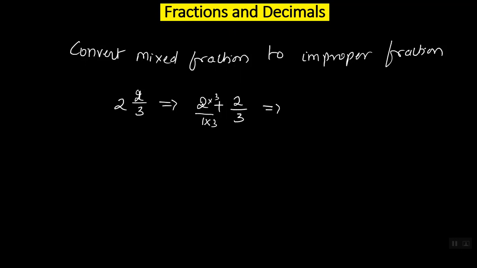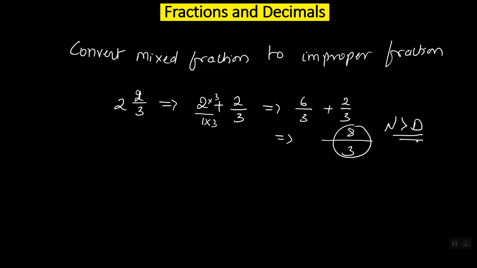Then you multiply 2 times 3, which is going to be 6. 6 by 3 plus 2/3 as it is. Now look what I do. I can take 3 as a common denominator. 6 plus 2, 8 by 3. So 2 2/3 is equivalent to 8 by 3. This is how we convert a mixed fraction to an improper fraction. Why I am saying it is improper is because the numerator is greater than the denominator. Whenever you convert a mixed fraction, the result is always an improper fraction.